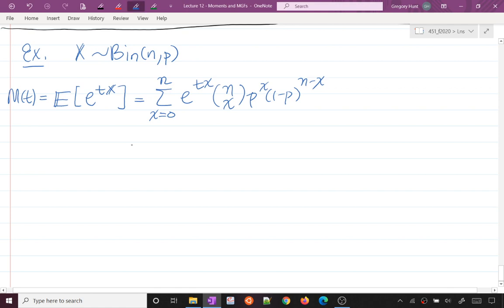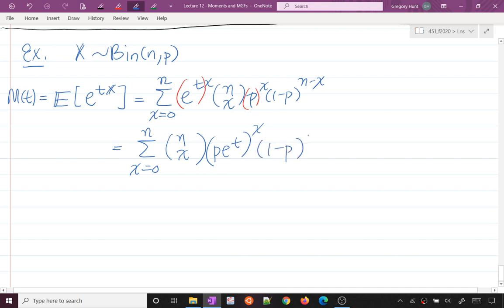What can we do? Well, we have something to the power of x, so I can group this like this. I could say it's e to the t, to the x. And then we also have p to the x, so you could group these together. Let's say it's n choose x, and then we have p e to the t, to the x. That's just some algebra. And 1 minus p to the n minus x.